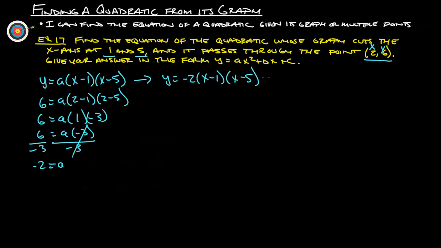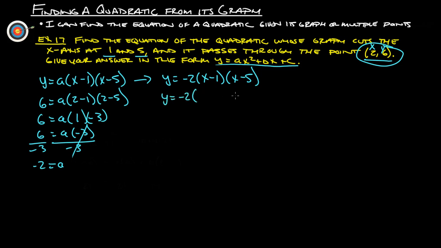Okay? And again, what we did there is we know that when x is 2, y has to equal 6. So we just plugged in 2 for the x's, and we plugged in 6 for the y, and we solved it for a. Okay? Now it does say to write it in this form here. So what that means is we're gonna have to FOIL this thing out and just simplify it.